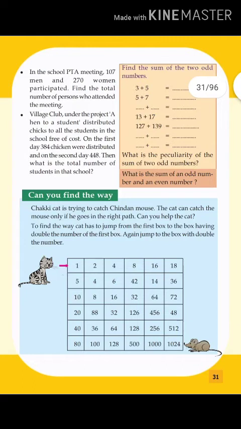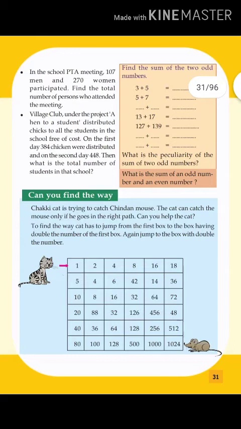Okay, then what is the sum of an odd number and an even number? The sum of an even number and an odd number is always an odd number. Okay, you complete those tables.